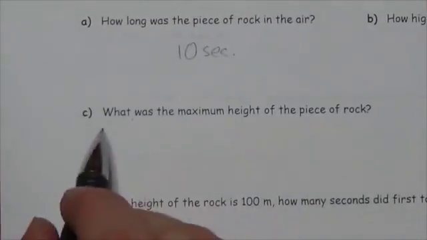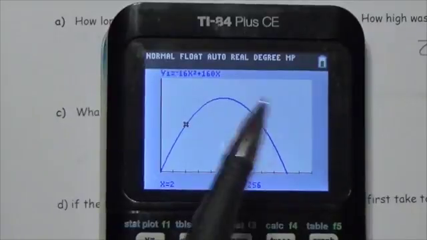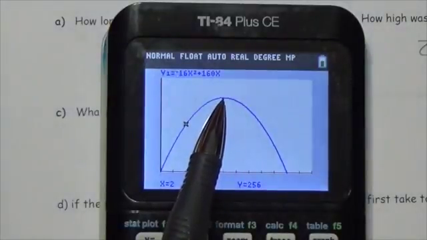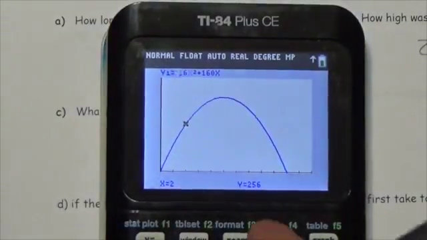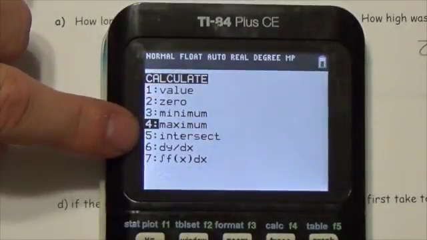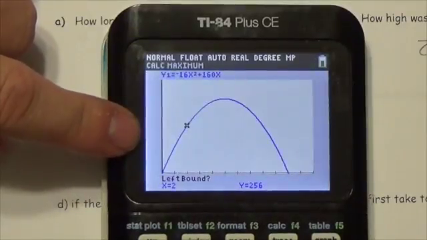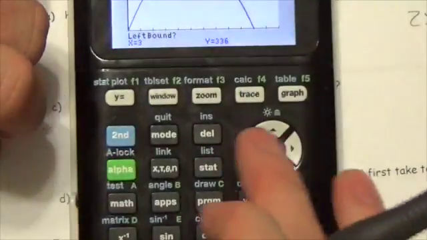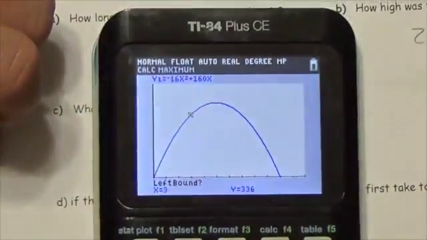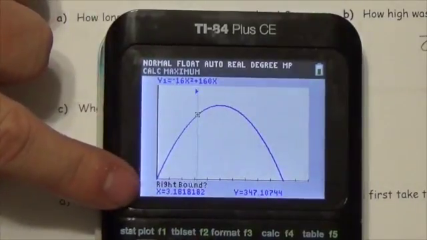Next, what was the maximum height of the piece of rock here? Well, that's going to be this point right here. So how do I find that? Fortunately, the calculator has a tool for exactly that purpose: maximum. So now I'm going to move my cursor over, and I'm always using the left and right arrows here, not the up or down. I'm just going to move my cursor here. It just needs to be to the left of that maximum.